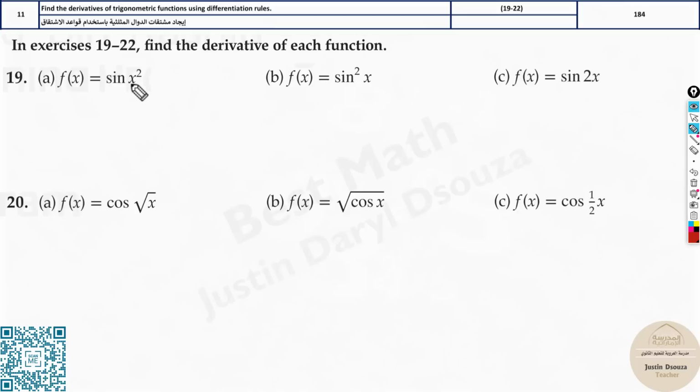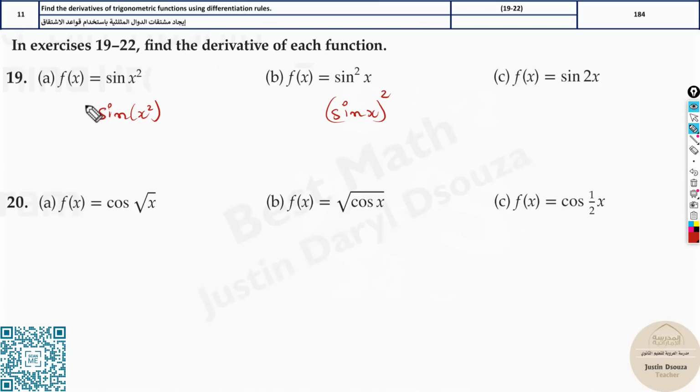Let's look. Sine x squared. This means it's basically sine of x squared. Okay, sine is outside, the square is only for x. Sine square x means sine x, the whole thing is squared, because when the sine function is squared, the entire sine x becomes power 2. Whereas if it's only squared to the x, it's only to the x.